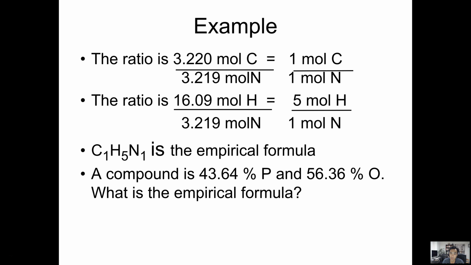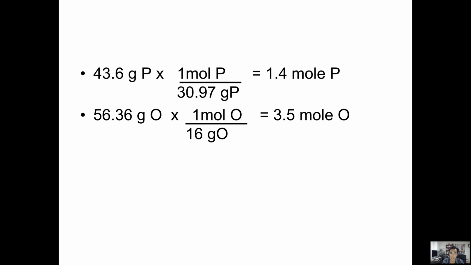So again, first step when you look at empirical formulas is go ahead and convert all of these into grams. And it's really easy because you just drop down the percentages. So it'll be 43.64. And if you do that, you should end up getting 43.6 grams divided by the molar mass of phosphorus, which is 30.97. That gives you 1.4. And then you also have 3.5 moles of O. Once you do that, you should get phosphorus of 1.4 and 3.5.